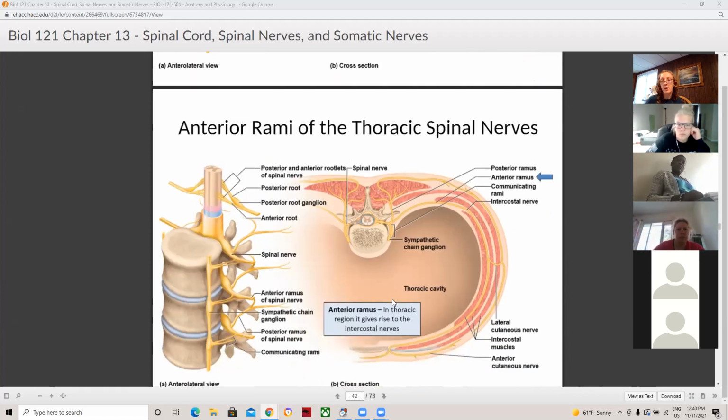The anterior rami, especially of the spinal nerves of the thoracic area, is going to give rise to the intercostal nerves. Intercostal meaning in between the ribs. So costal meaning ribs, intercostal meaning the nerves in between the ribs, and the muscles of that are involved in moving the ribs.